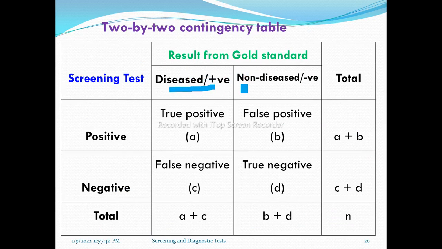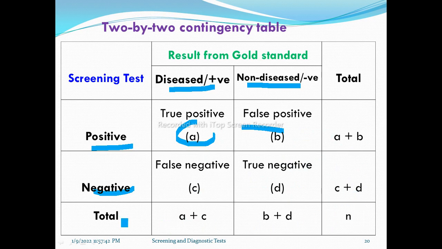This is diseased, non-diseased, or we can say positive, negative. This is the screening test, which is positive, negative. The screening test is compared with the gold standard, and if it is true or approximate, it will support the screening test. So this is A, true positive. This is B, false positive. The diseased individual who is found positive in the screening test is a true positive. C is false negative, and D is true negative. A plus B is this total, C plus D is this total, A plus C is this one, B plus D is this one. This one is the overall total.